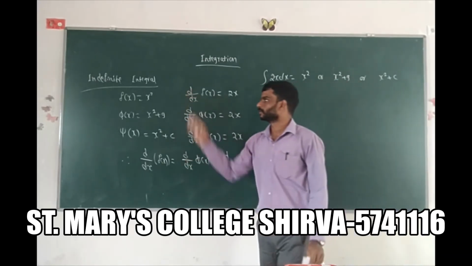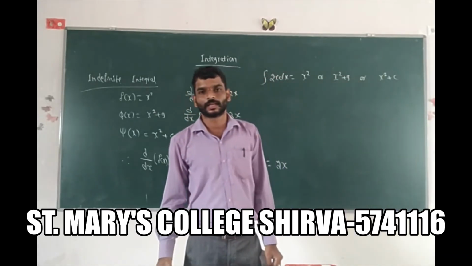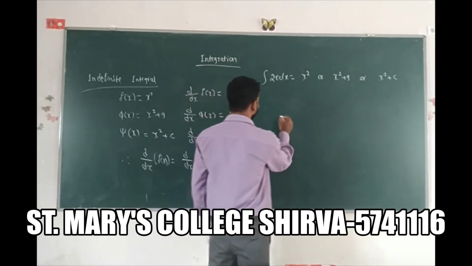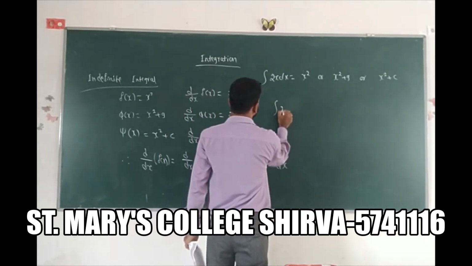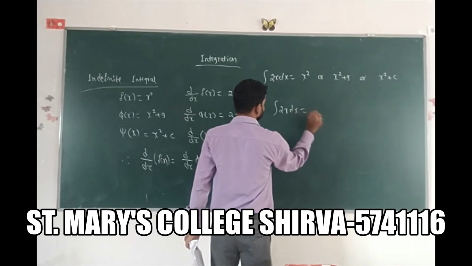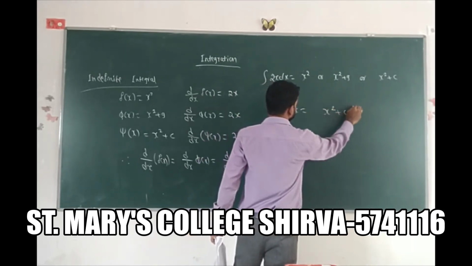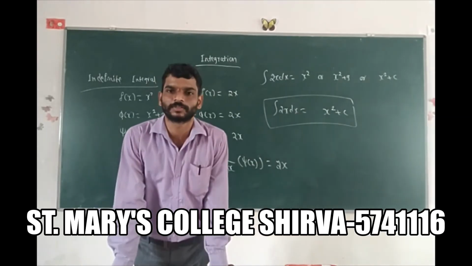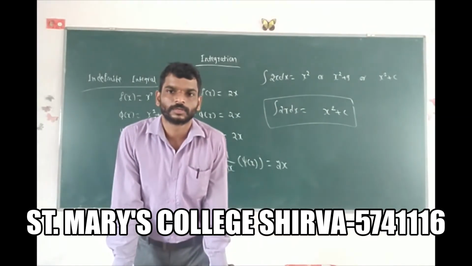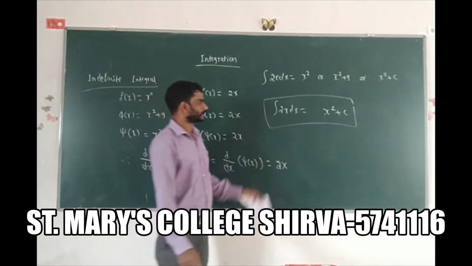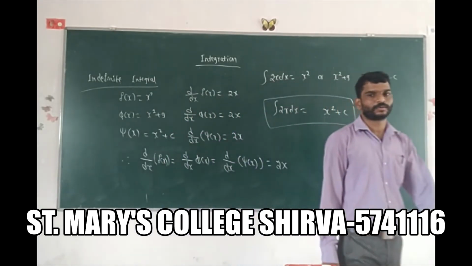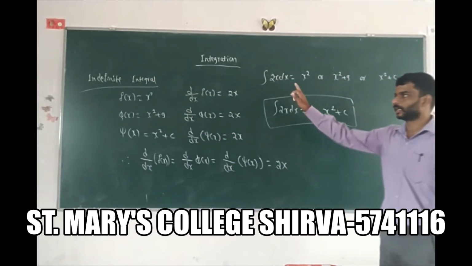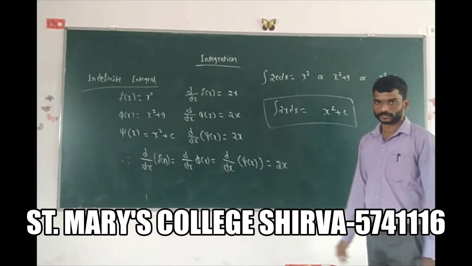So that's why we call it the indefinite integral. In general, we write the integration of 2x dx equal to x square plus c, where c is any constant. You can apply any value to c. So integration of 2x dx equal to x square plus c. This is the indefinite integral.